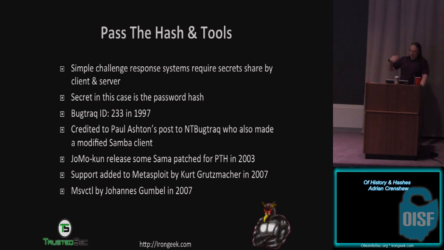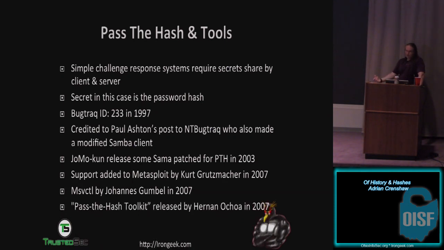MSVCTL by Johannes Grumbel came out in 2007 to allow you to do similar things. And the Pass the Hash Toolkit by Hernan Ochoa in 2007. So even though this has been known about since about 97, it didn't seem that the tool really took off until later on. Actually, I think Jomo Kuhn, that's one of your guys, isn't it? Joe Monlock? Oh, Joe Monlock.